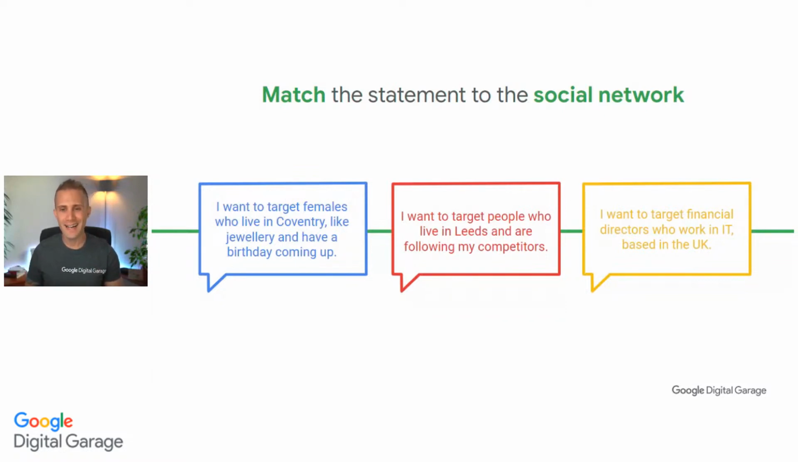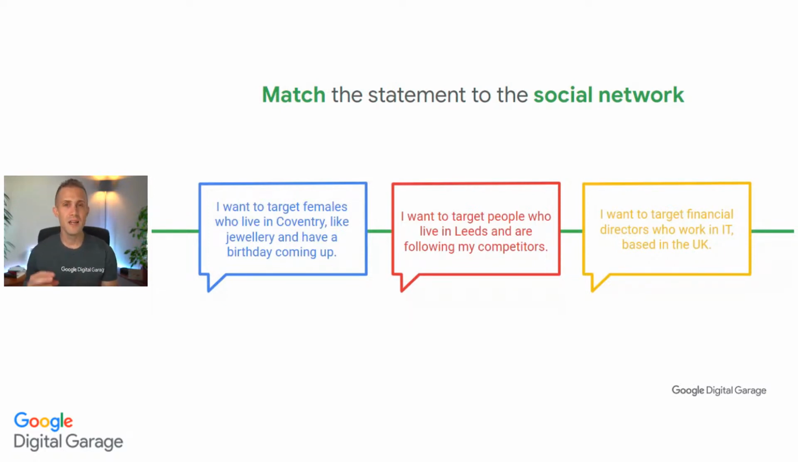We have a discussion around the best platforms. We want to target people who live in Coventry, like jewelry. Girl Guiding Northeast England, thank you so much for your contribution today. Blue is Facebook. Why is it Facebook? Because she's highlighted that we're talking about birthdays and we're talking about jewelry. Now, I don't know about you, but I've actually bought something on Facebook Marketplace.